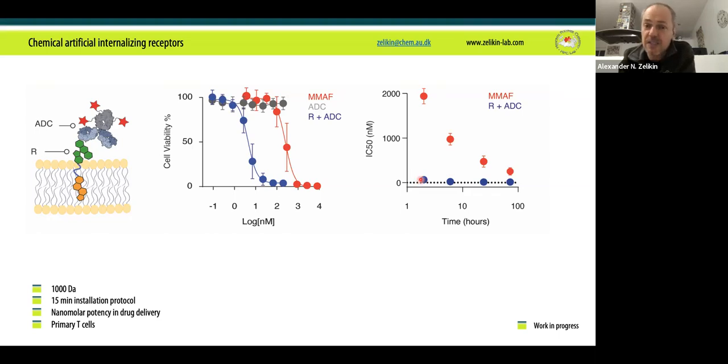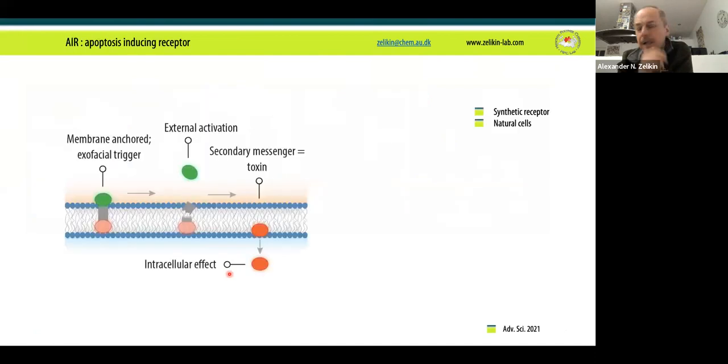Receptor-mediated process gives us nanomolar targeting and nanomolar potency within 2 hours of cell culture. So not only is it cell-specific, it is also very, very fast. These were some new data which we haven't published, but this is work in progress and we'll be submitting soon.